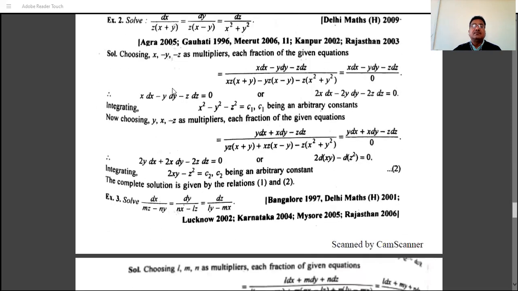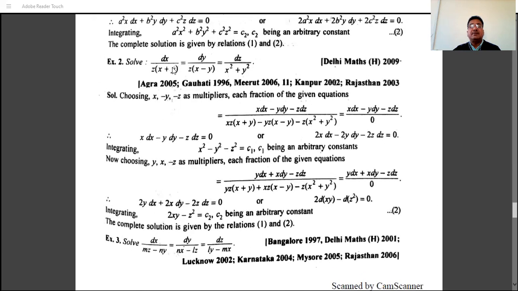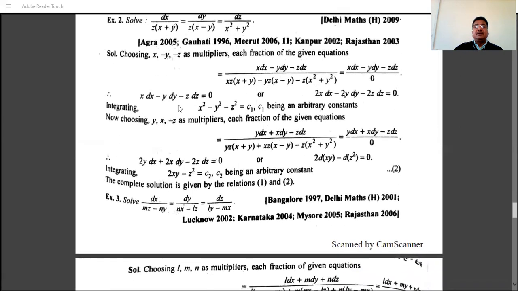Then the next example of the same type: dx divided by this quantity, dy divided by this, dz divided by this. Then choose the multipliers x, minus y, minus z. By using the trial and error method, find these multipliers such that Lp plus Mq plus Nr is equal to 0. So each ratio is equal to x dx minus y dy minus z dz divided by, multiply this by x, so we have this quantity, plus multiply this by minus y, so we have this, and minus z, we have this. If we simplify the denominator, we have the answer 0, and therefore x dx minus y dy minus z dz is equal to 0.